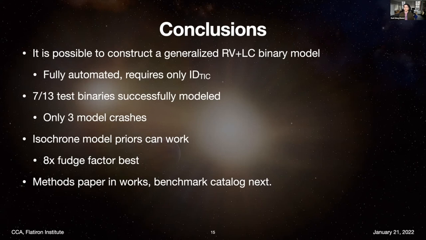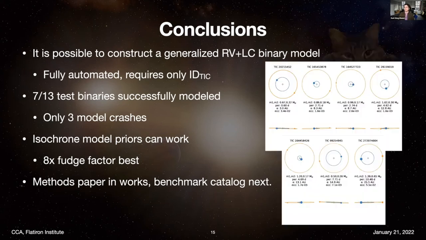was really encouraging. However, we do find that the models are a little bit too biased. So we need to smear out those standard deviations by a factor of 8 in order to get the best results. And currently we're working on a paper to introduce this method before we move on to considering the benchmark catalog. And so I guess I'll take your questions now, and I'll leave you with an animation of the 7 binaries.